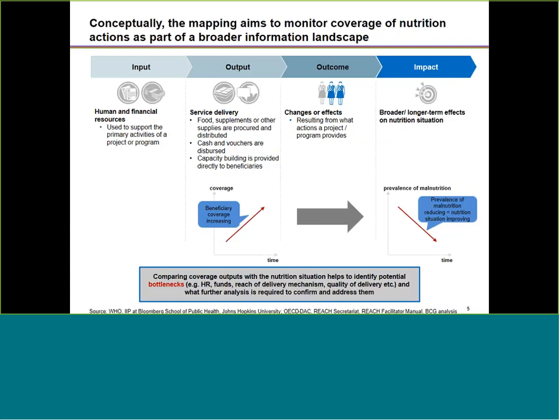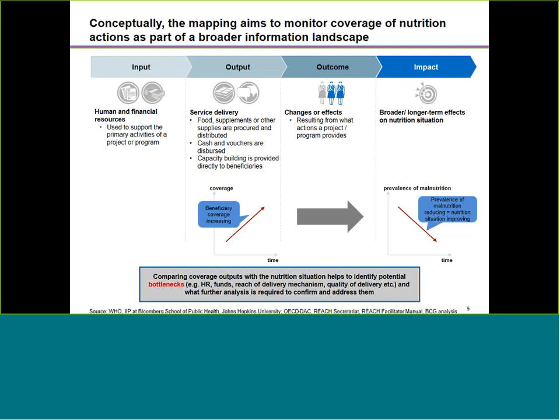Conceptually, mapping aims to monitor the coverage of nutrition actions as part of a broader information landscape in the country. First, human and financial resources are input to support the activities of a project or program. Next, the output of these programs is the service delivery, which can take the form of various actions. For example, outputs may include food, supplements, or other supplies being procured and distributed, cash and vouchers dispersed, or capacity building provided directly to beneficiaries. Outcomes from these actions are the changes or effects that the beneficiaries experience as a result of the program's implementation. Finally, the intended impact is a long-term and broad improvement in the nutrition situation.